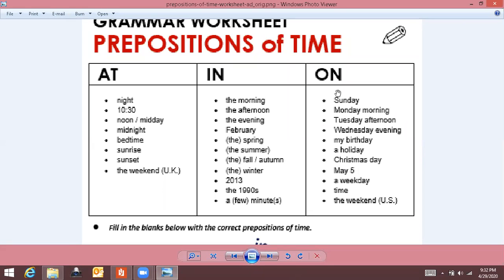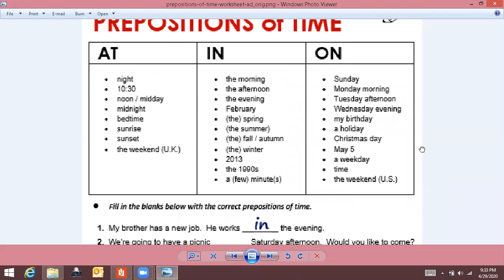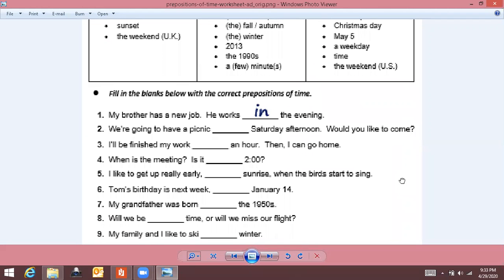So you will say on a weekday, on time. And if you're talking with a gringo and you want to say weekend, you will say on the weekend. Do you have any questions about that explanation? No? Okay. So do you see the exercise that we have below?